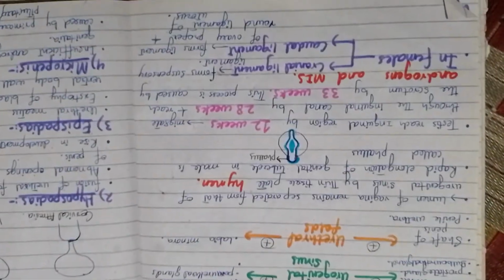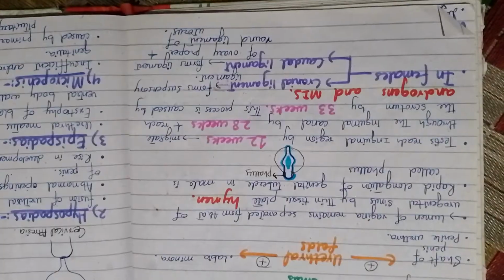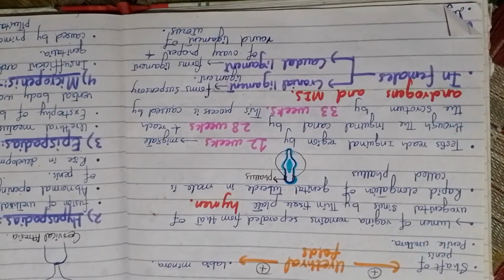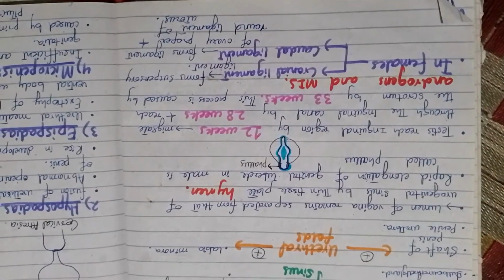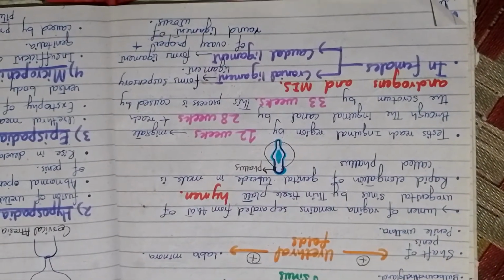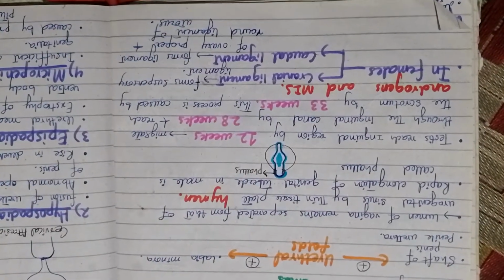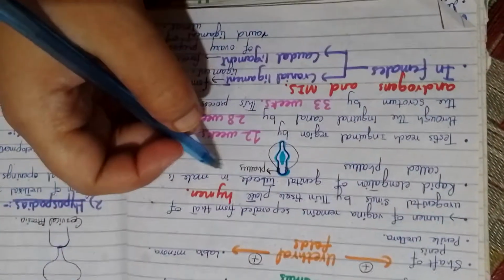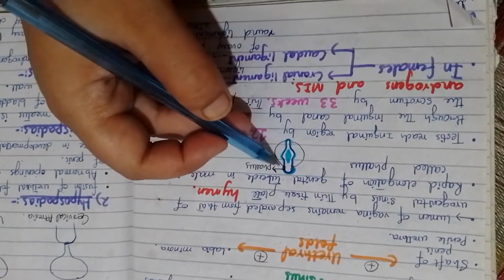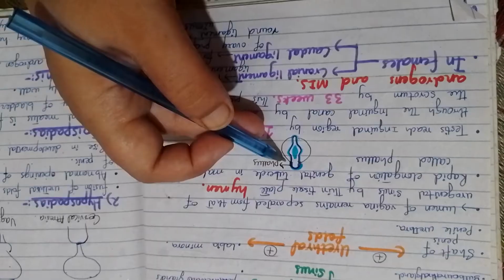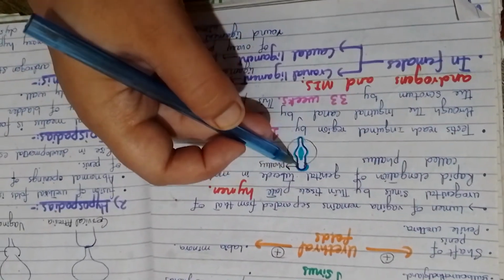The important points that I have written, which are very important for the MCQs: the lumen of the vagina is separated from that of the urogenital sinus in females by a thin tissue plate, which is called the hymen. In males, you can see the rapid elongation of the genital tubercle. An oval shaped structure is formed, which is called the phallus. This is the tip of the end of the penis.